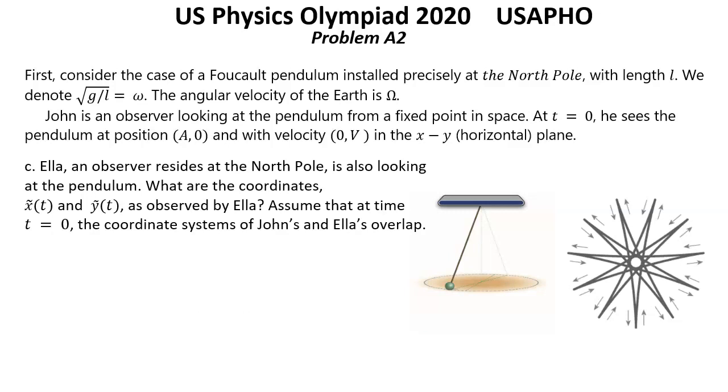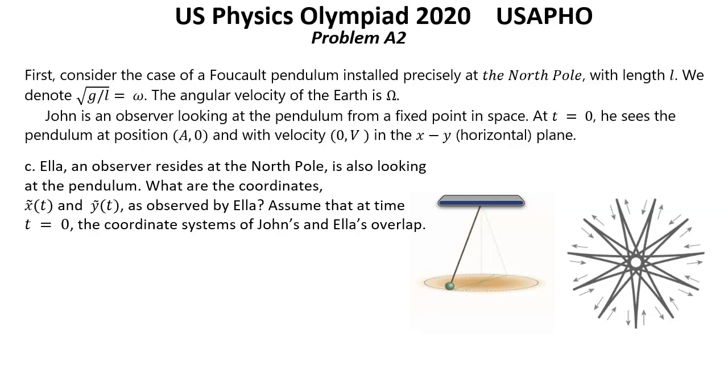Question C. Ella, an observer who resides at the North Pole, is also looking at the pendulum. What are the coordinates x tilde and y tilde as observed by Ella? Assume that at time t equals 0, the coordinate systems of John and Ella overlap.